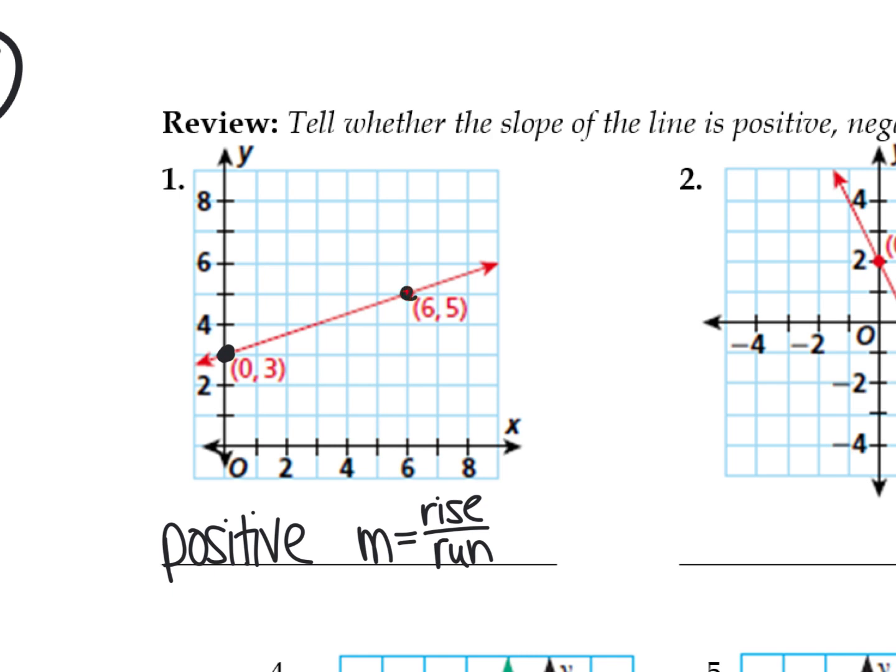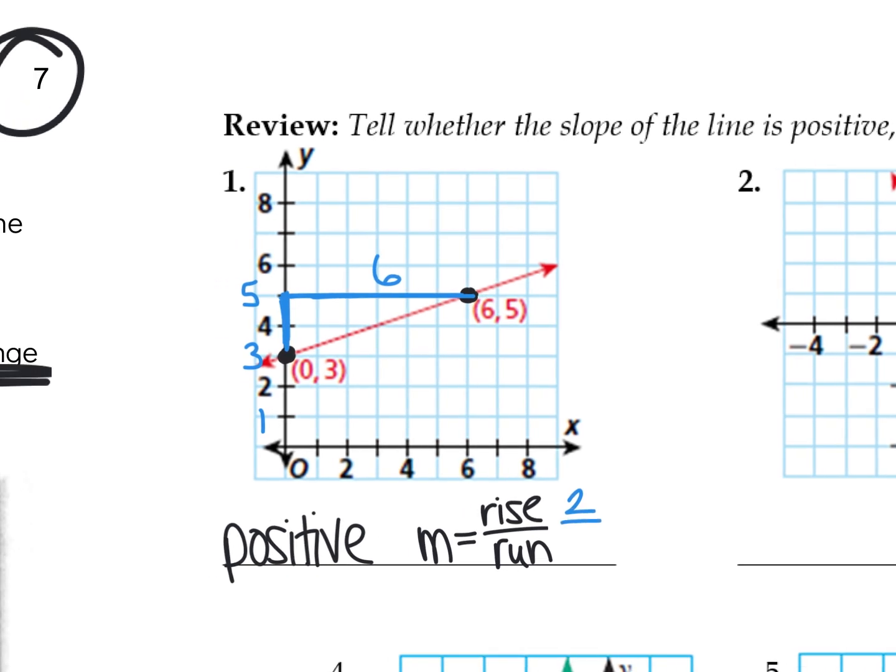My rise, I'm going to look at the 2 points they gave me. My rise, I go up 2 boxes. You always want to check your scale too. I know the scale is going up by 1s, so 2 boxes truly is 2, but sometimes they change the scale on you. So I go up 2, and then to the right how many is this? 1, 2, 3, 4, 5, 6. So I go up 2, so positive 2, and then to the right 6, both positive directions. And that simplifies to 1 over 3, which again, you can use your calculator for.